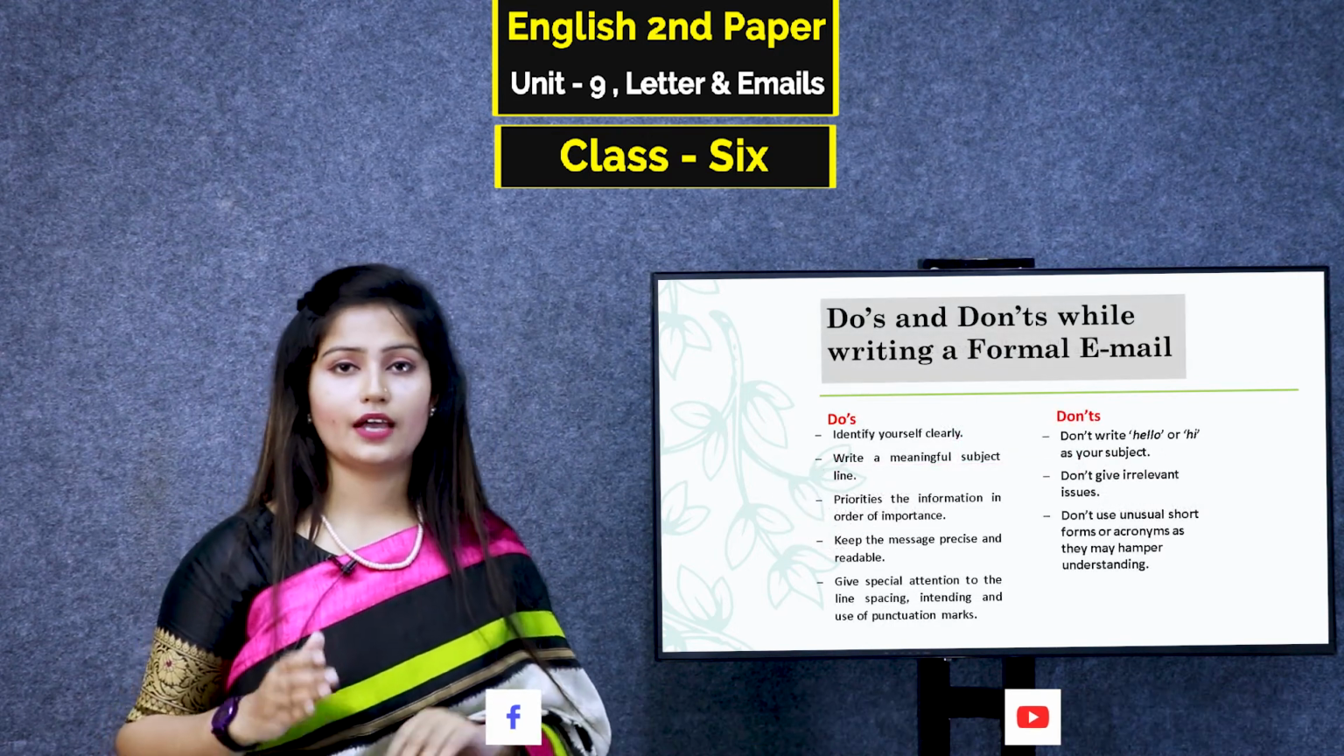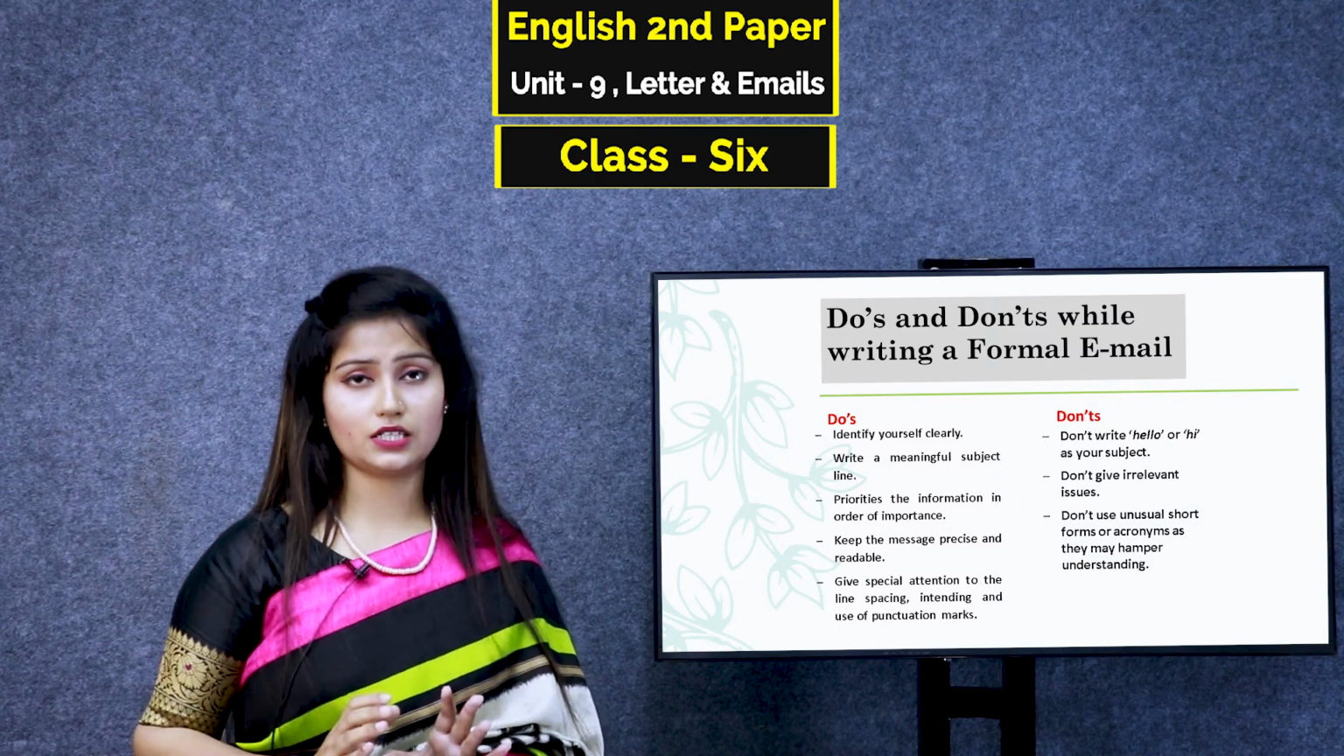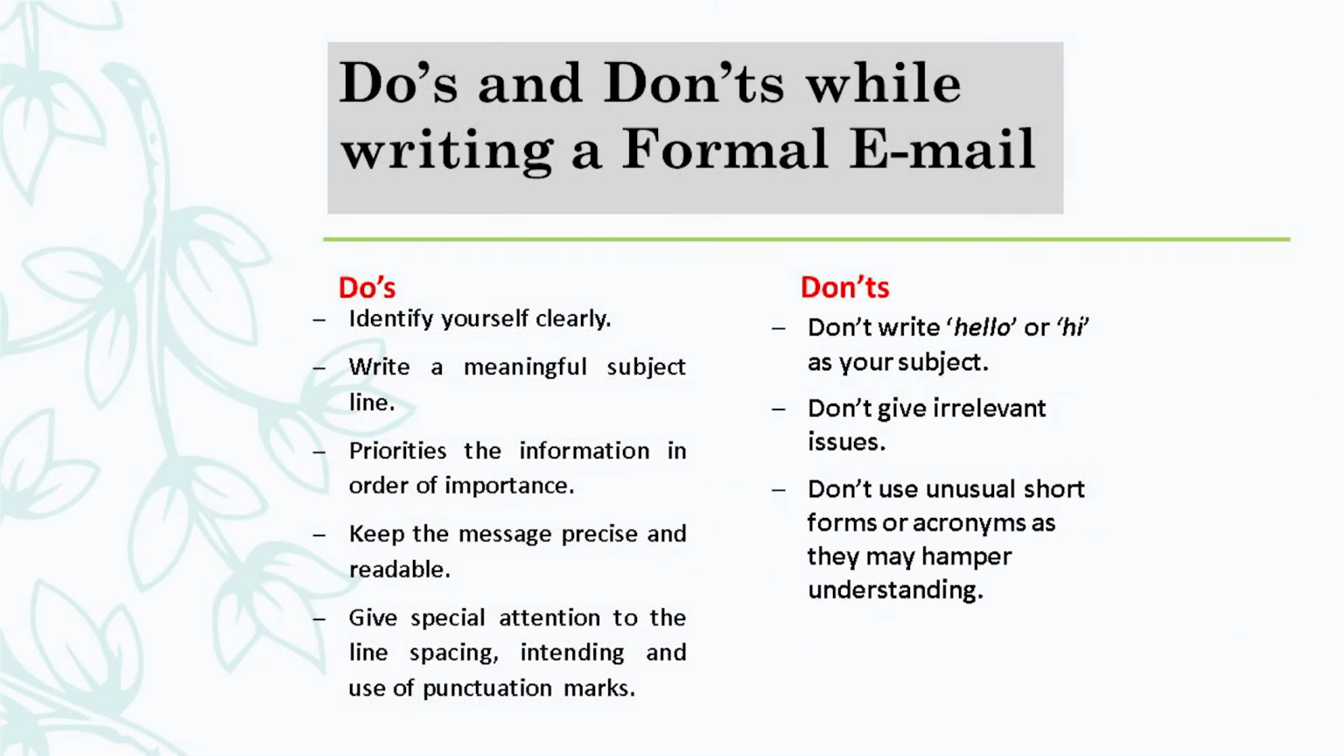When you write an email, certain things we need to keep in mind. In a formal email, we need to identify ourselves clearly, write a meaningful subject line, then prioritize the information in order of importance. Keep the message precise and readable. Give special attention to line spacing, indenting, and use of punctuation marks. So when you write formal emails, we need to follow these criteria.